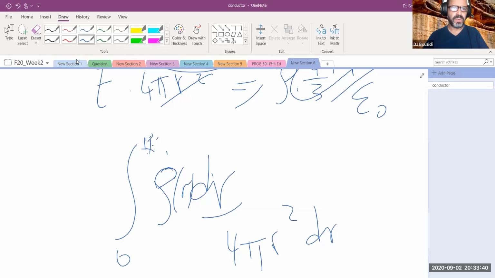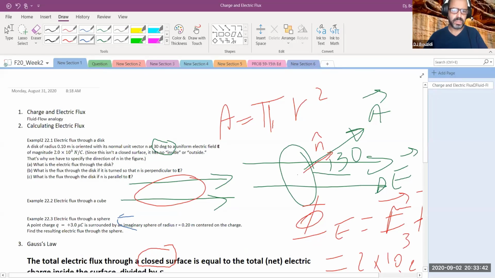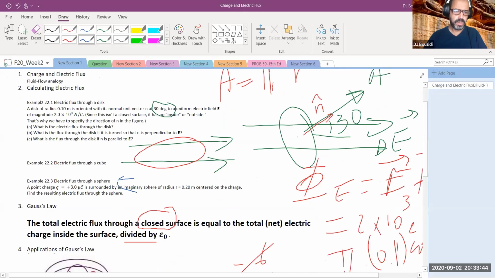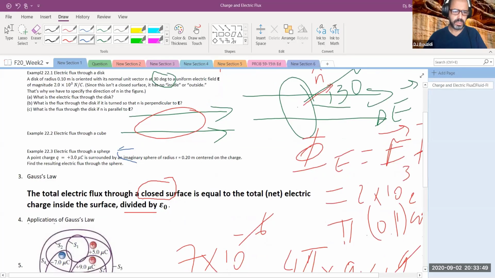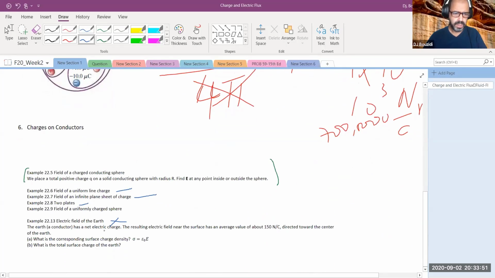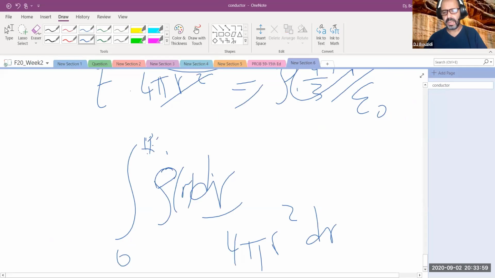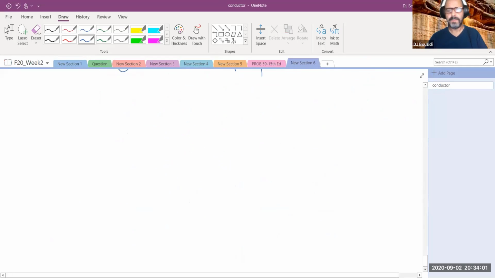Let me first of all see the other examples from the textbook and see which one might give you a headache. The flux through a cube. No, we did that last time, sorry. Okay, field of a uniformly charged sphere. We just talked about that. The plates, okay. Let's do the plates quickly and then we'll go through the examples that I posted for you guys. Okay, I have an infinite plate in here.